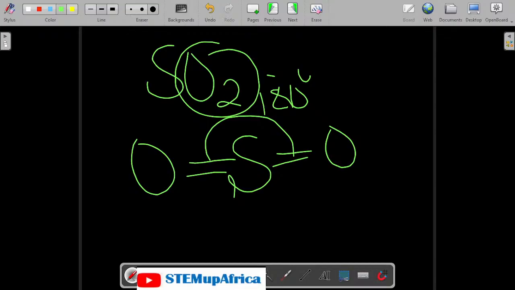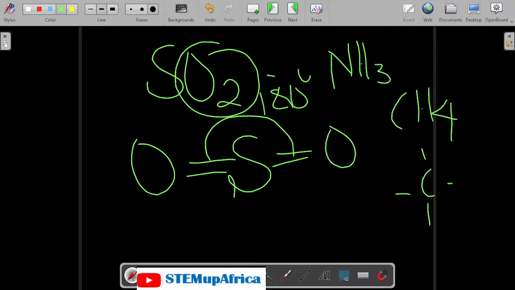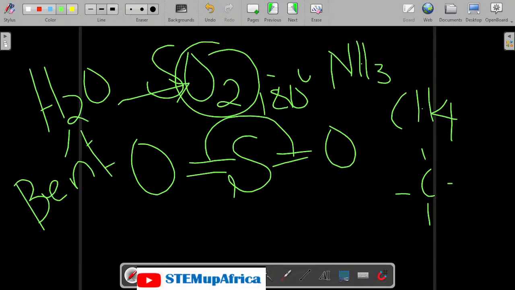There are different types. We have tetrahedral, such as methane. Methane is CH4. If you draw that, it's going to give you a tetrahedral shape. We have ammonia, NH3, which is trigonal pyramidal. While we have water. Water is different from SO2, because the O here is single, while here is O2. So you cannot say water is also linear. The angle is 180? No. Water will undergo what we call bent shape. Bent shape. That is the difference between them.